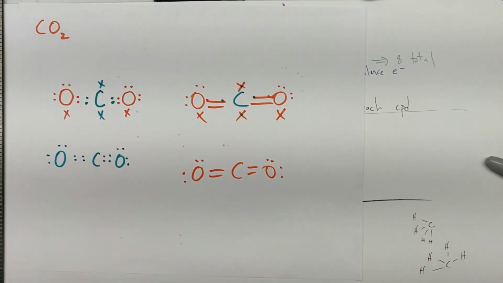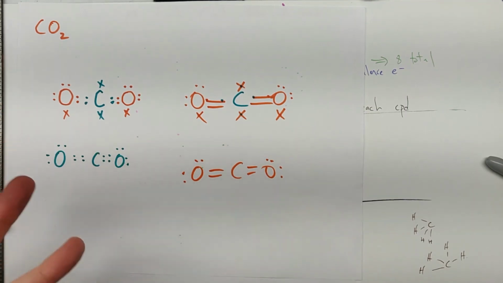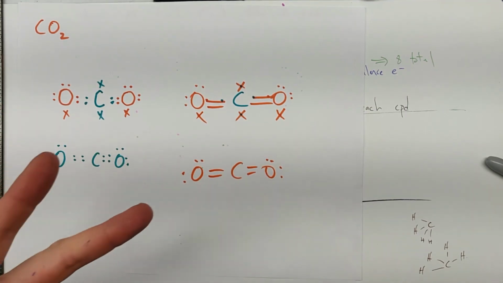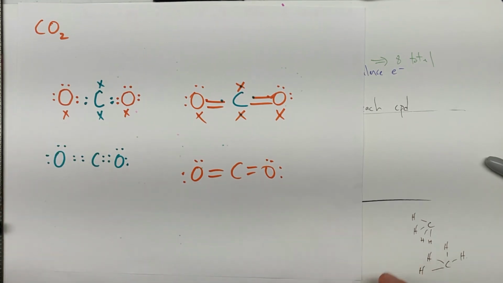CO2. All right? So we'll take a look at some more complicated things and what we do with ions and what we do when the octet rule breaks and what we do with resonance. But for now, we've got a pretty good handle.